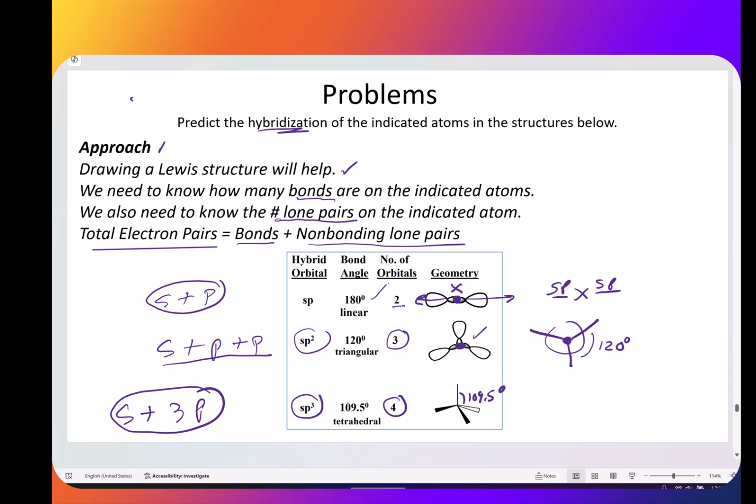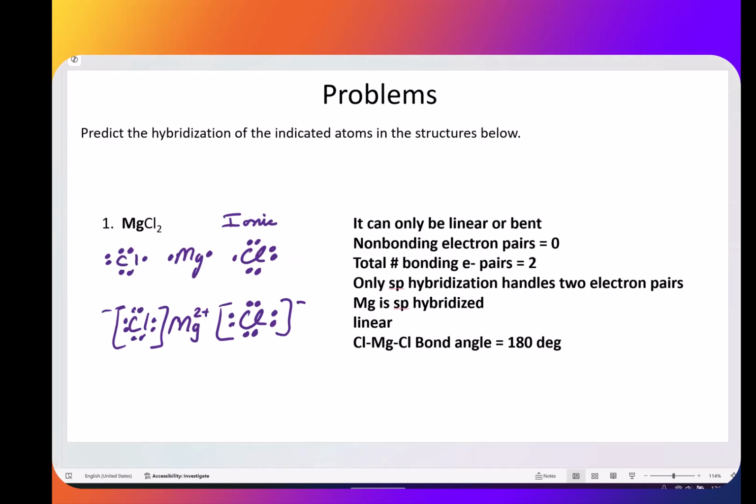Okay, so let's look at a problem here. Find the hybridization on magnesium in MgCl2. We also want to know whether this molecule is linear, in other words, whether we have something that looks like this, or whether it's bent like that. All right, so we'll start by understanding this is an ionic compound. We're going to draw its loose structure.